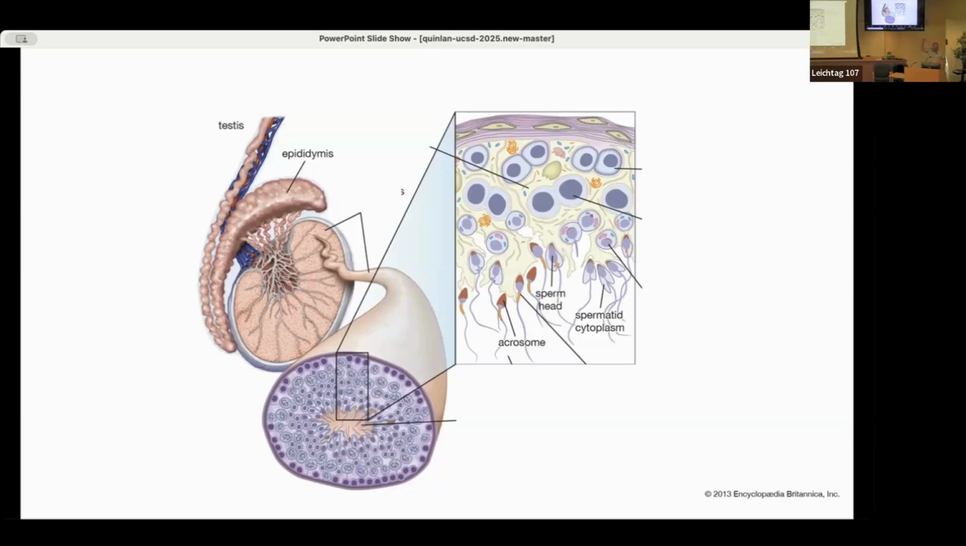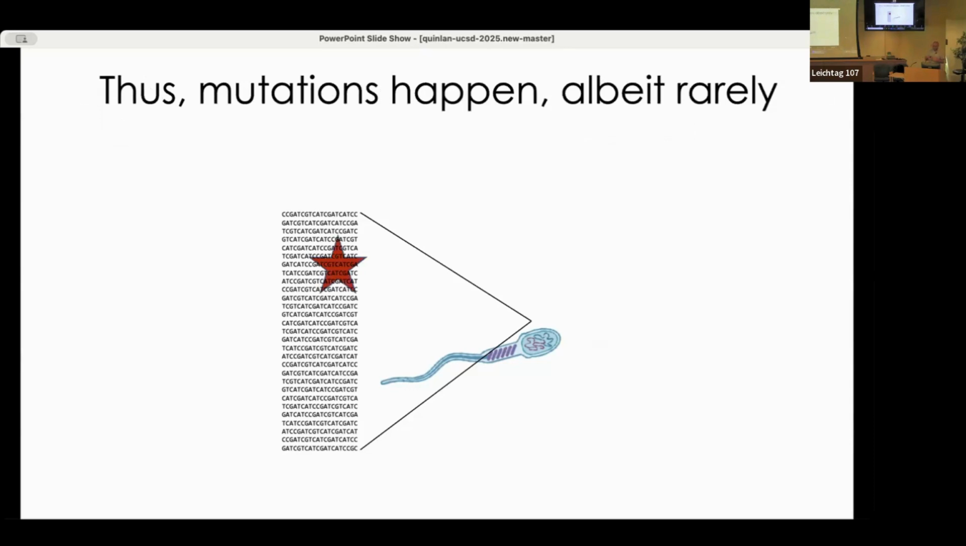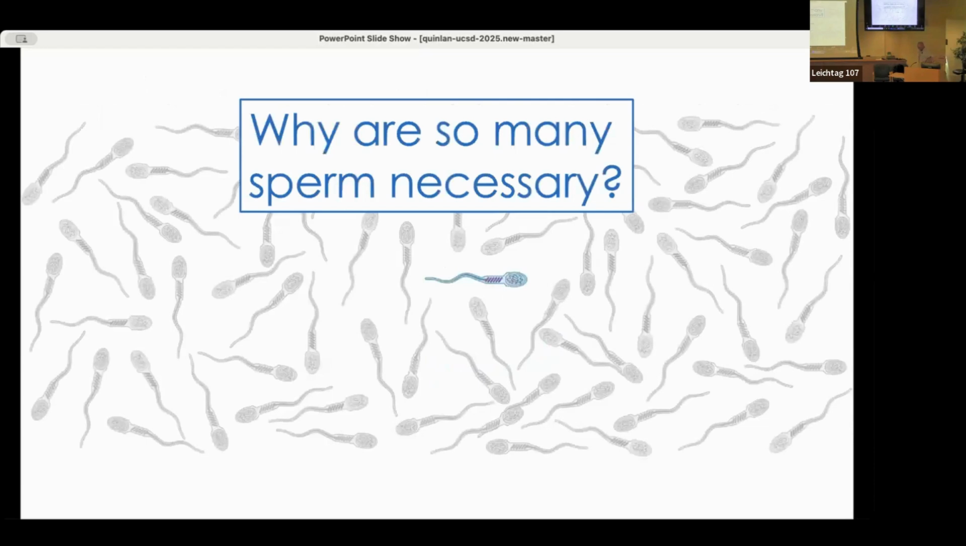And so over the lifetime of a male, spermatogonial stem cells are constantly dividing and self-renewing, and every cell division is an opportunity, right, for replication error and mutation. So these haploid gametes that are eventually created in these seminiferous tubules are the result of many rounds of replication, ultimately followed by meiosis. And these mutations happen, albeit rarely, one mutation every 100 million nucleotides on average. So I think the question is just why are so many sperm necessary?